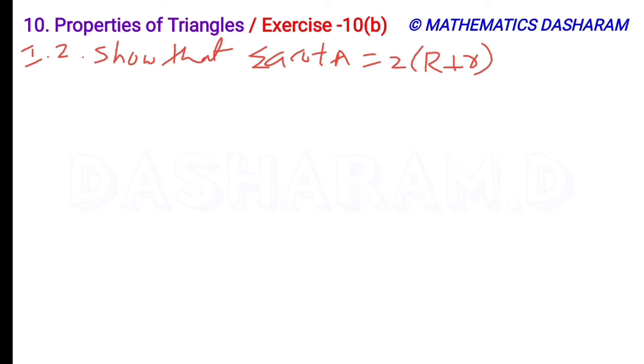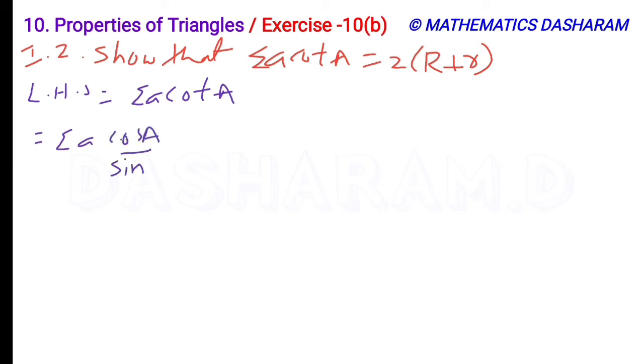Next, second problem: show that sigma a cot A equals 2 into (R plus r). So let's take the LHS. LHS equals sigma a into cot A. So it equals sigma a into cos A divided by sin A.